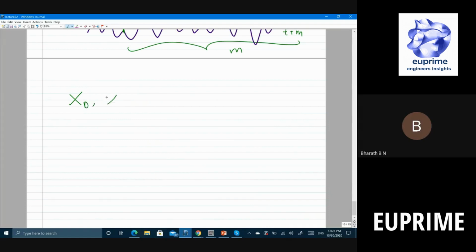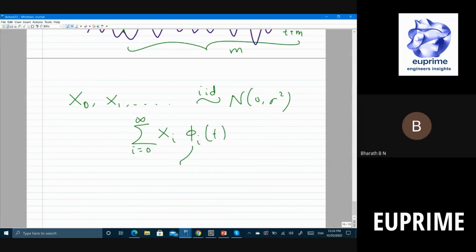Let's look at this. Okay, x0, x1, etc. IID Gaussian with zero mean and variance sigma squared. What I'm going to do is I'm going to do this. The sum over i equal to 0 to infinity of xi times phi i of t. What is phi i of t? This is a set of orthonormal functions.